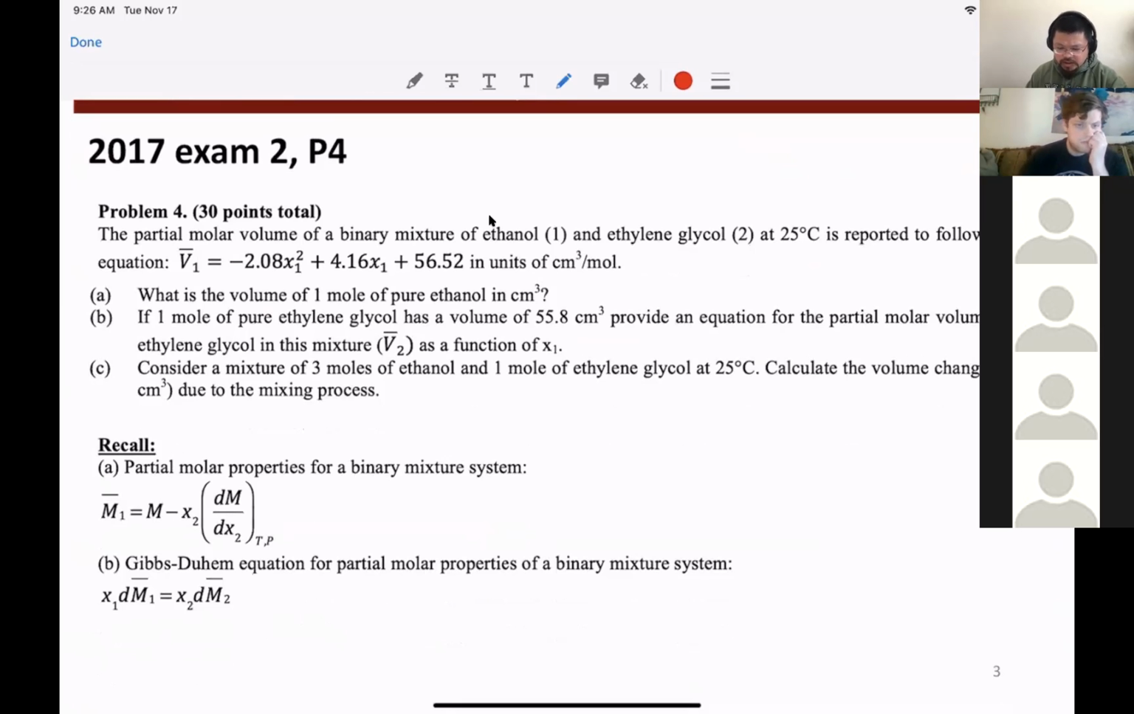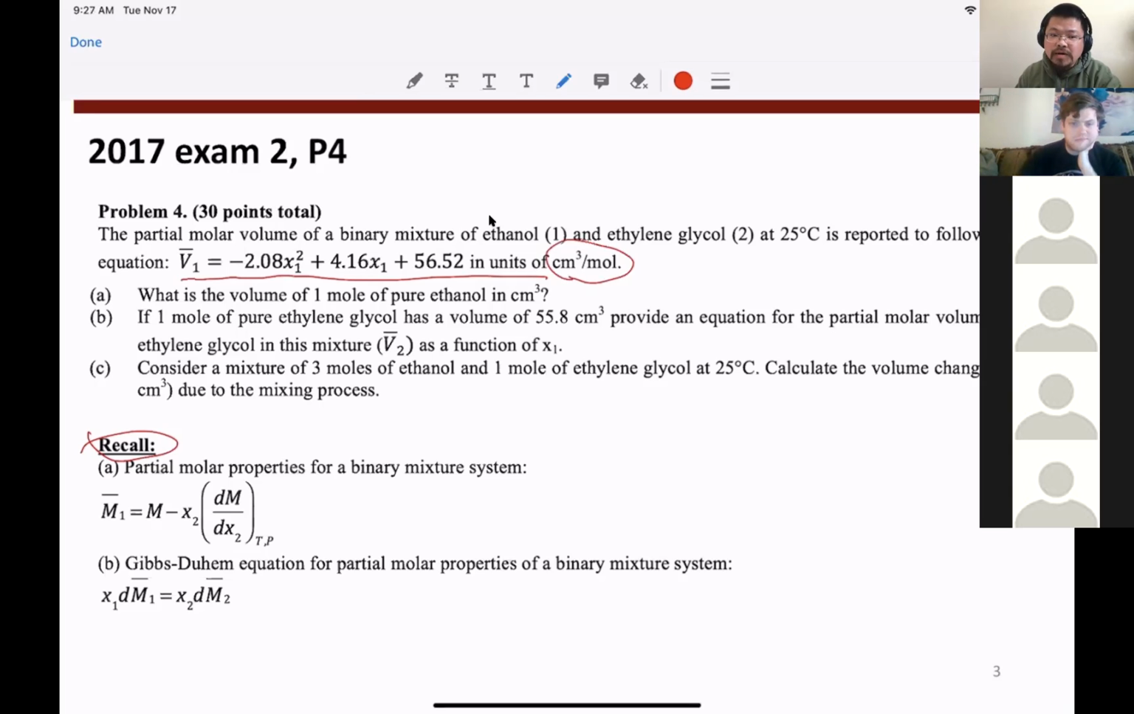The second problem is a quite typical problem of the Gibbs-Duhem equation, as we have in the supporting information. So the problem itself says the partial molar volume of a binary mixture of ethanol and ethylene glycol at 25 degrees C follows this equation, right? Units may be important, we'll see. And so we know this V1 partial molar volume.